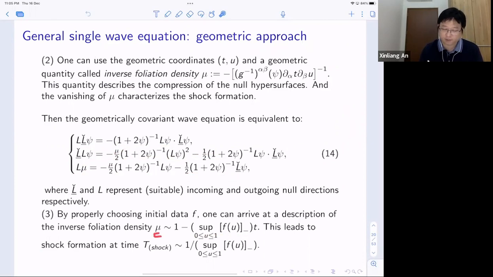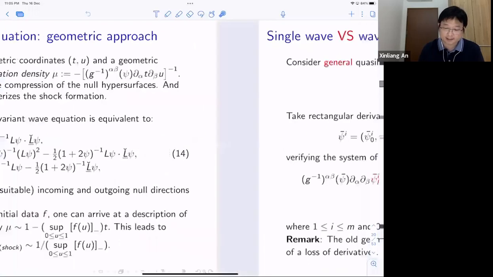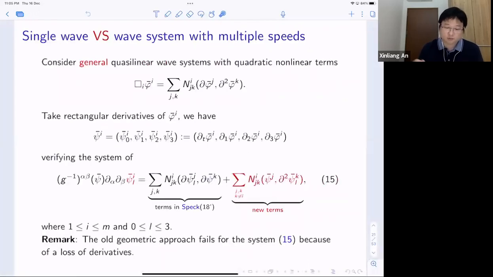Mu will be roughly like one minus a quantity times t. In particular, if this quantity is chosen to be positive, then we know that within finite time mu will go to zero and a shock forms. So this is the geometric approach, where we try to follow the evolution of mu to understand at which point a shock forms.